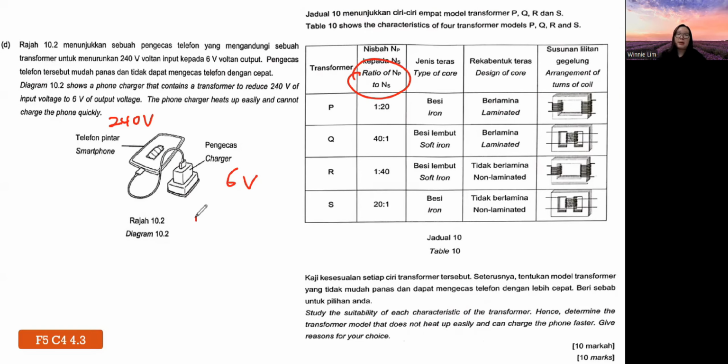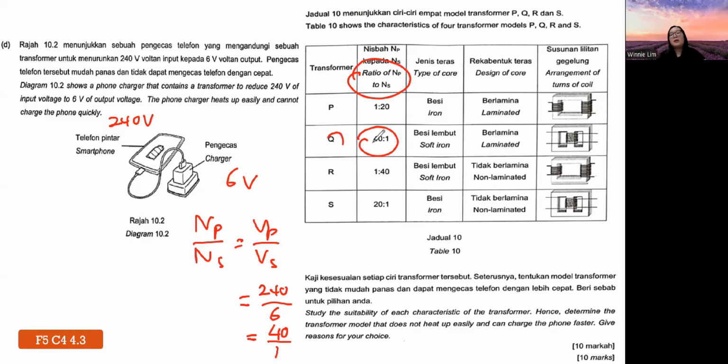That means I want Np to Ns equals Vp to Vs equals 240 to 6. Then you have 40 to 1. So obviously you get this right. It seems like you don't need any more ideas, because the calculation you already get it.